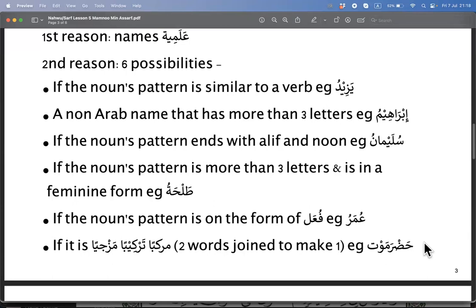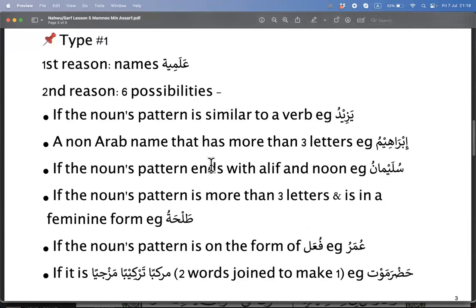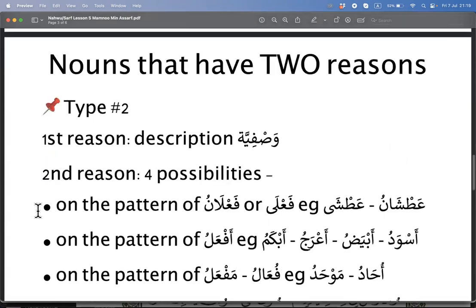So basically, if you have names, they must fit one of these points, then you make it Mamnoo min as-Sarf. If not, it can have tanwin. For example, Muhammadun, you can have a tanwin there, because it doesn't apply to any of these points. Understand? So names must have 2 reasons. One is it's a name. The second reason is any of these 6 possibilities. Understand?